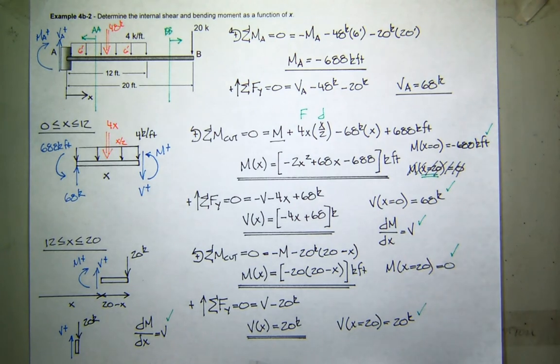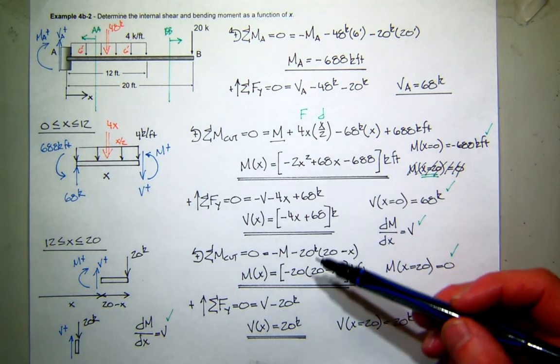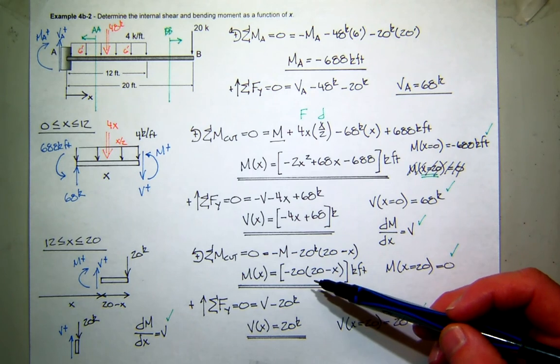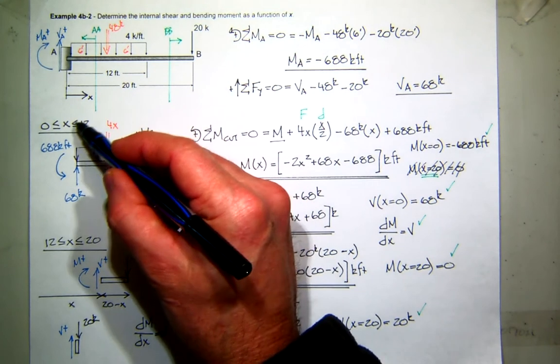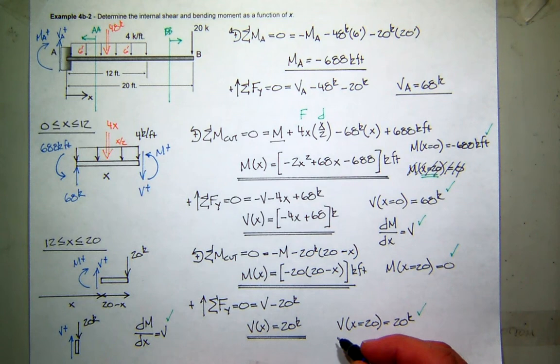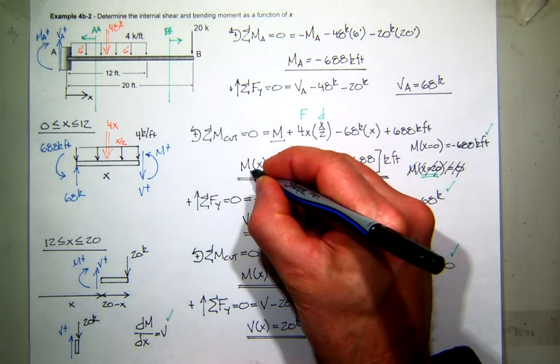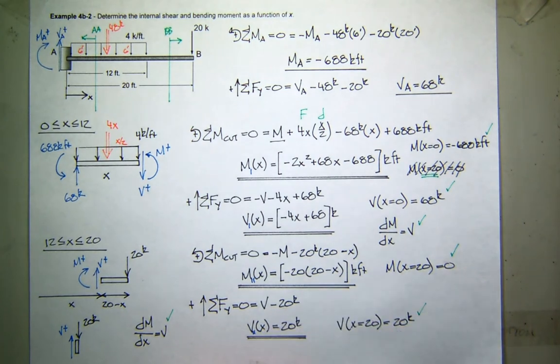There's one other thing you can do, is you can check the moment from the first section with the moment from the second section at the one point they have in common, which is what? This one ends at 12, this one starts at 12. So I'll squeeze it down here, you can barely see it. And I'll come back and call this 1 and 2. So, does the moment from 1 at x equal 12 equal the moment from 2 at x equal 12?